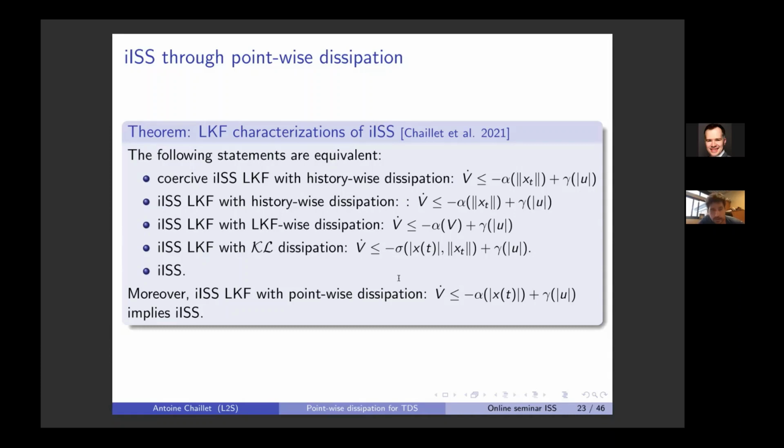Okay, and what we can show also is that if you have a pointwise dissipation, because that was the main question of today, a pointwise dissipation like this, minus alpha of x of t, where alpha is just a positive definite function, implies indeed integral ISS. So this solves the main question as far as integral ISS is concerned.